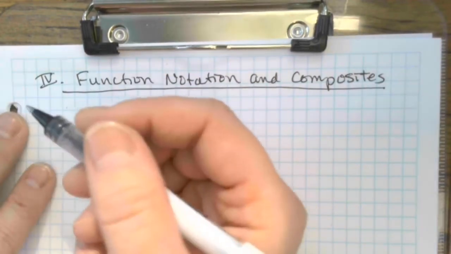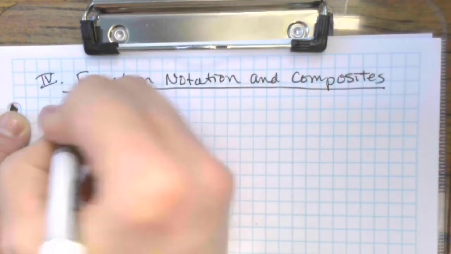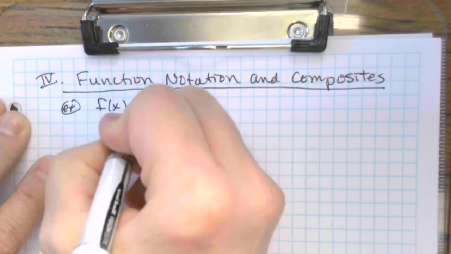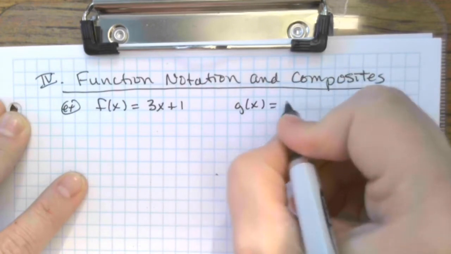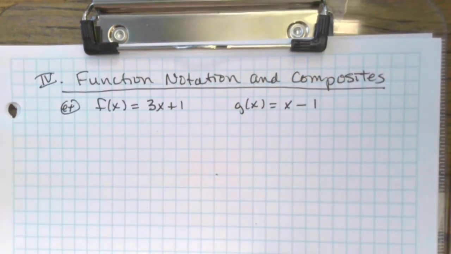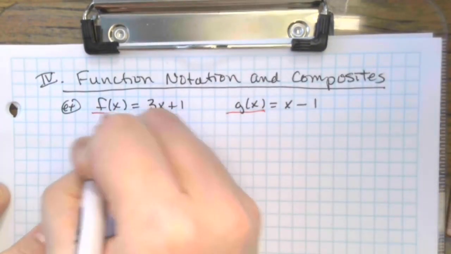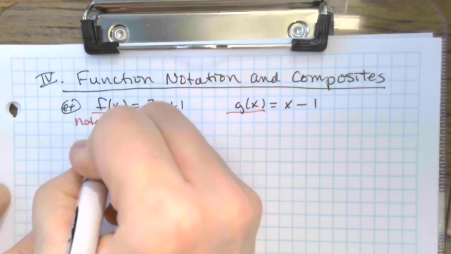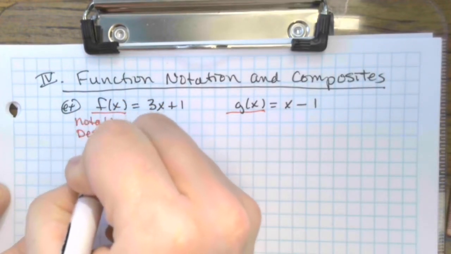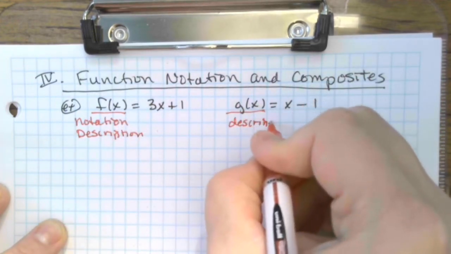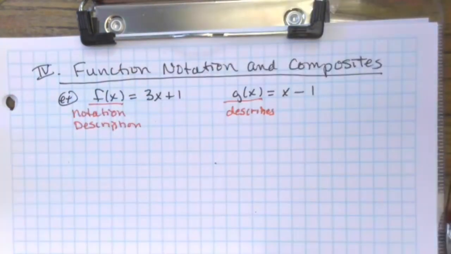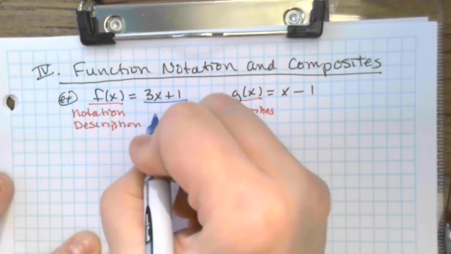Okay, so just a quick review. Let's say we've got f of x equals 3x plus 1, and we've got g of x equals x minus 1. Okay, remember that the letter in front of the x, the left side of the equation, is strictly notation. It's a description. So this describes what's going on. The right-hand side is the actual math calculation.